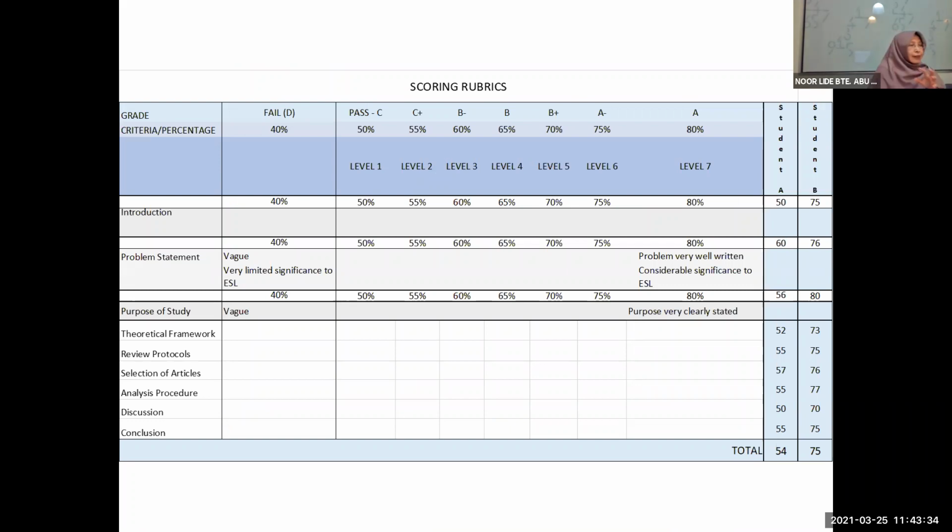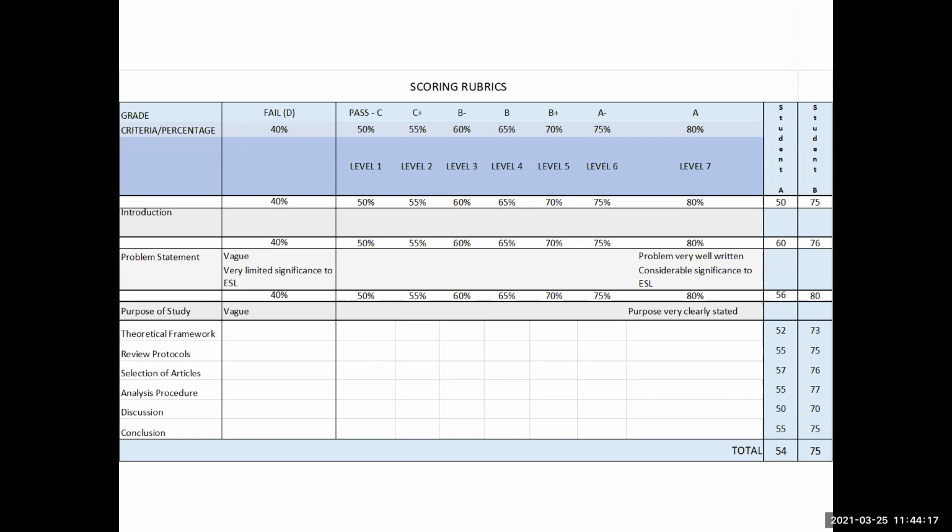Now, if you look here, it says fail is 40%. So anything 40 and below is fail. So you can start your rubric with the fail section and then pass, and then C plus, B minus, B, and so on. So this is another approach. There are many different approaches on how to design a scoring rubric. Find something that is suitable for your assessment purpose. This is the most important thing.